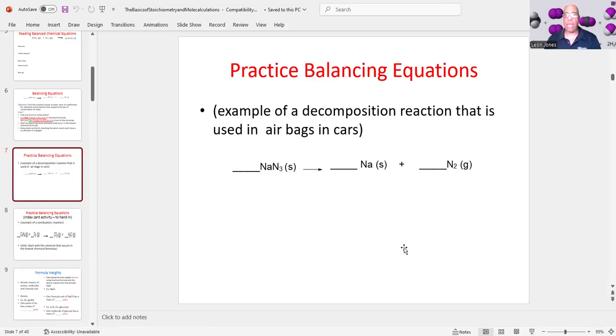Then, you have an example right here. Example of a decomposition reaction that is used in airbags and cars. Now I have NaN3, Na, N2. Now, if I wanted to balance this equation, I can look at it and tell you, well, you have Na, that's balanced right there, but you have a 2, so you're going to put a 2 there. And then you're going to put a 1, and that's going to make it balanced. Or actually you have an N3, so we're going to see how to balance this equation. If I had a whiteboard, I'd actually balance it for you so you could see how it's actually done.